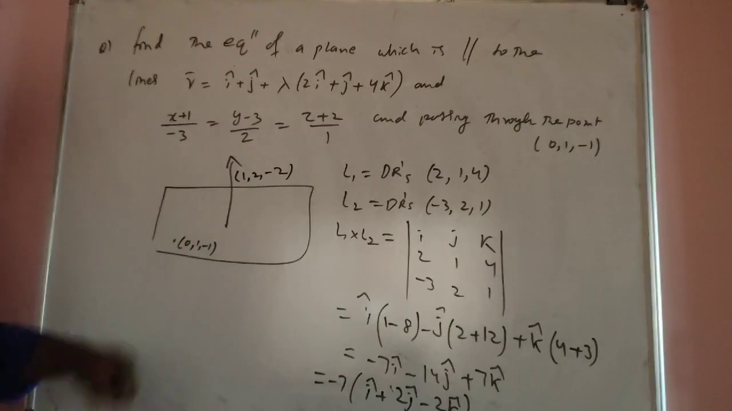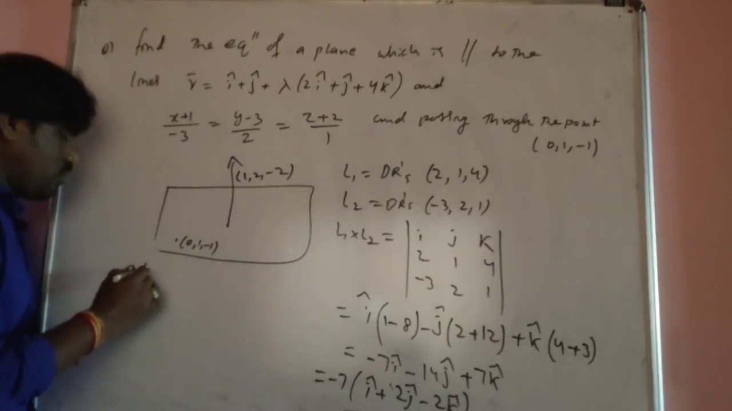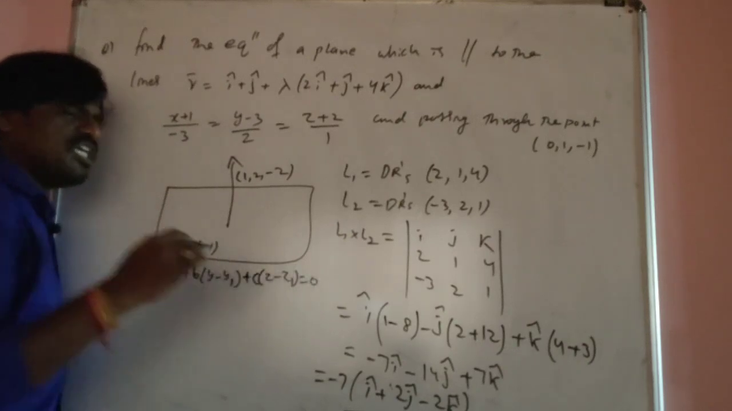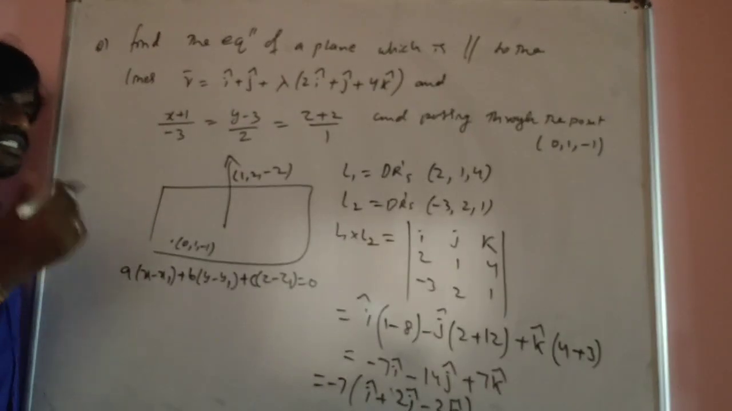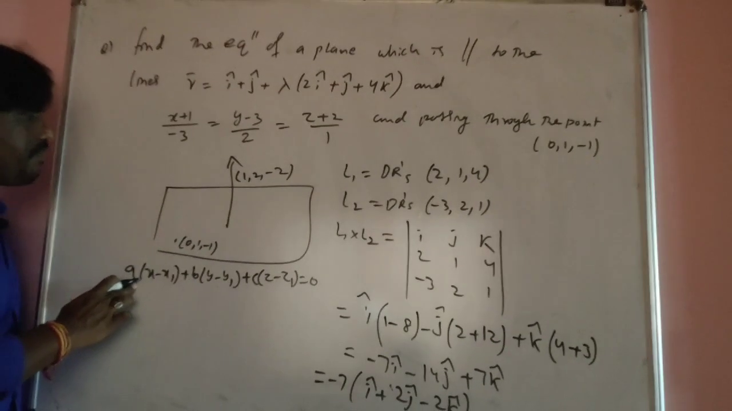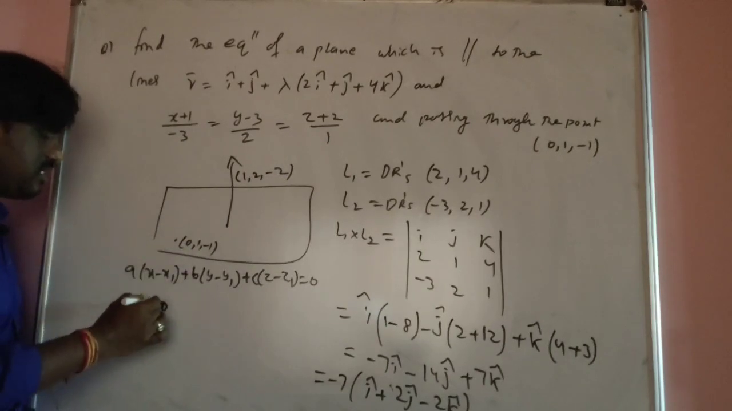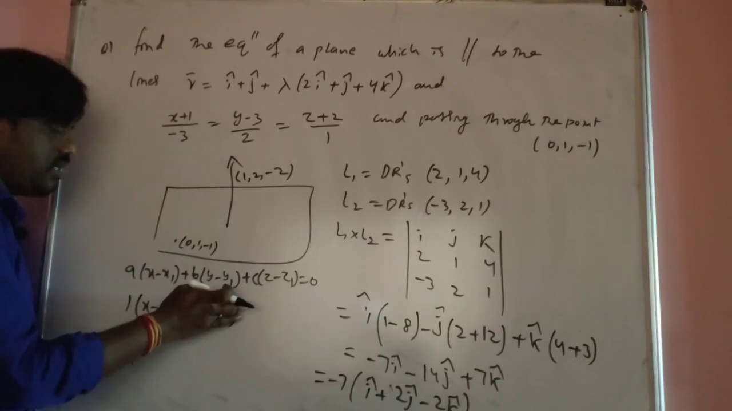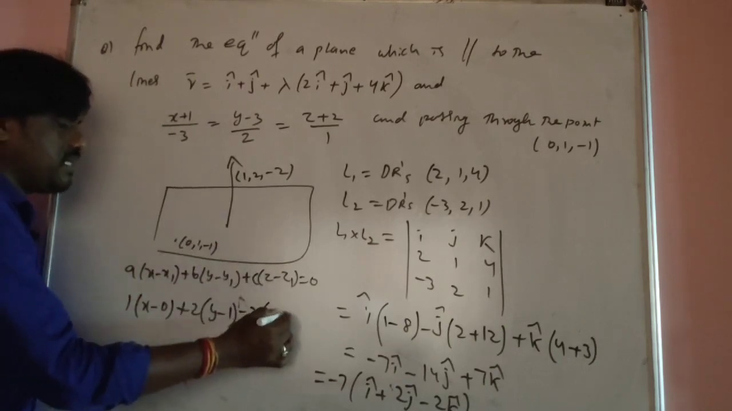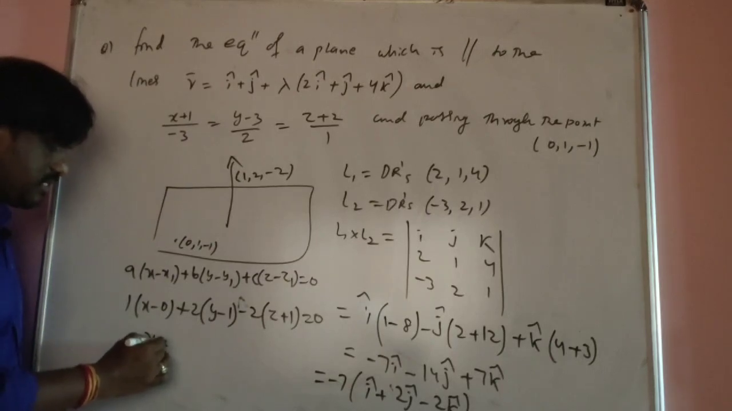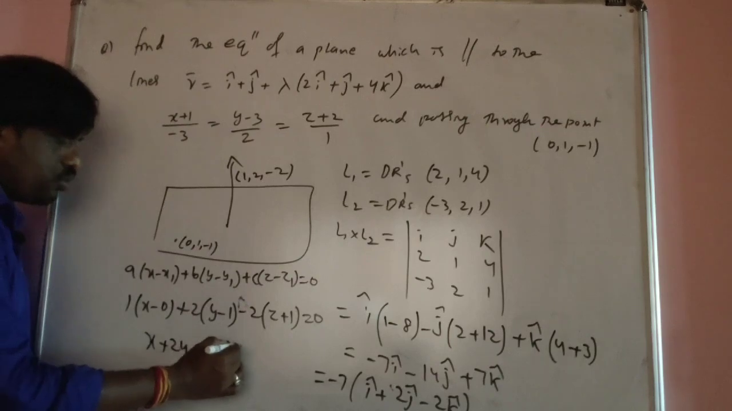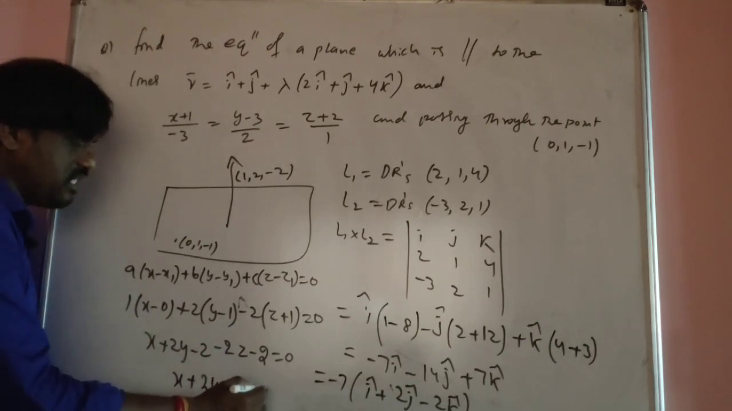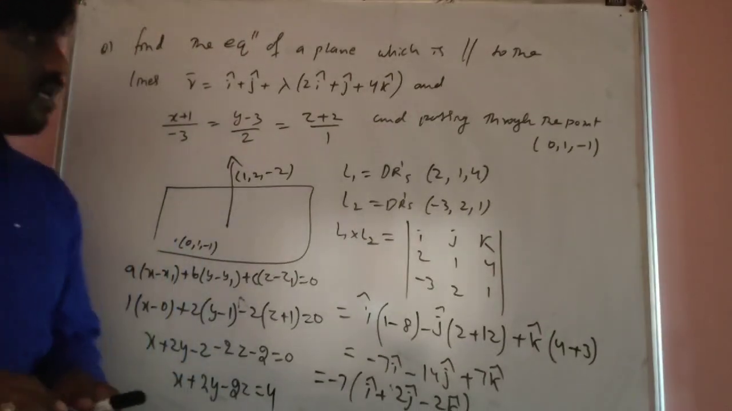So you got the direction ratios, you got the point on the plane, then the equation of the plane is A into x minus x1 plus B into y minus y1 plus C into z minus z1 is equal to 0. These types of questions are asked by JEE. So here A is 1, x1 is 0, B is 2, y1 is 0, C is minus 2, z1 is minus 1. So x plus 2y minus 2z minus 2 is equal to 0. It means I get x plus 2y minus 2z is equal to 4. This is the equation of the plane required for this question.